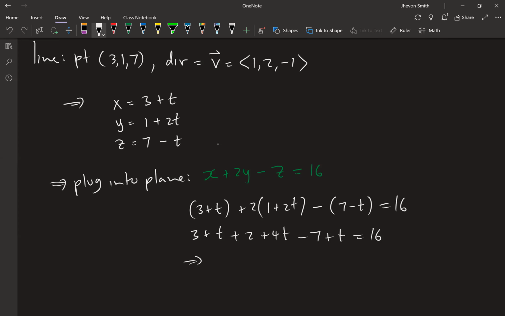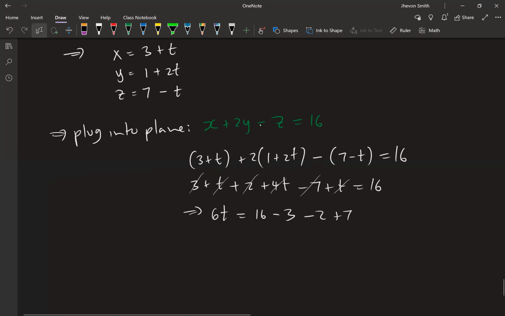This means that on this side I have 6t. It's t plus 4t plus t. And then on that side I have 16 minus 3 minus 2 plus 7. So that's 11 plus 7, that's 18. So t is going to be 18 over 6, which is 3.